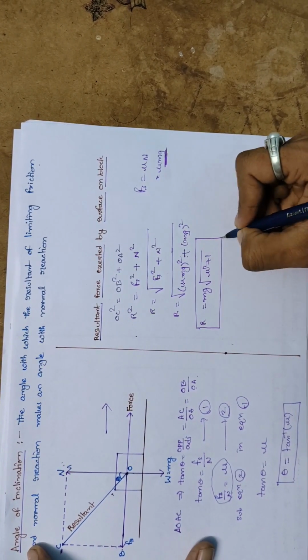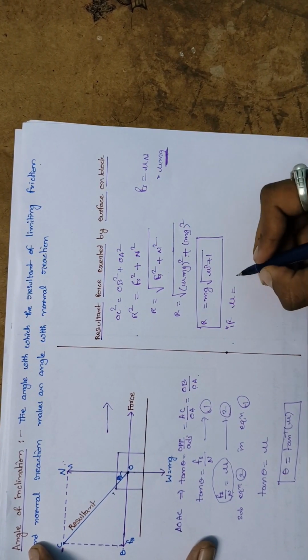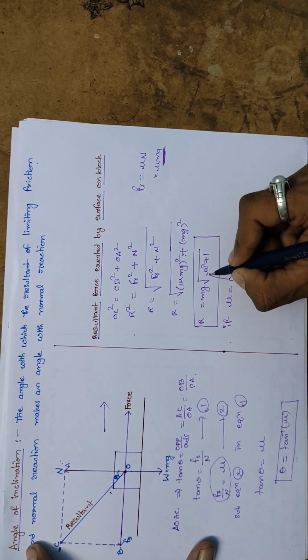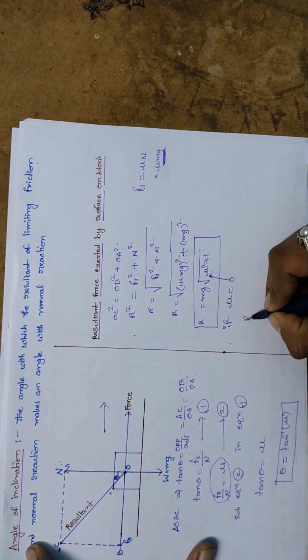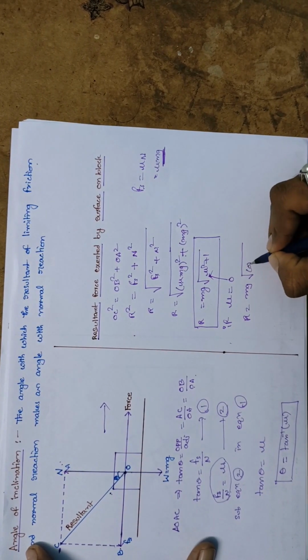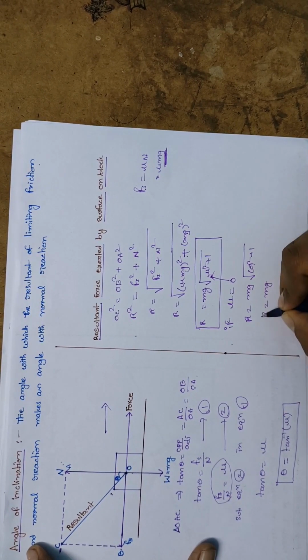Suppose the coefficient of friction mu is equal to 0. Substituting mu equal to 0 here, R is equal to mg into under root of 0 square plus 1. This is nothing but R is equal to mg.